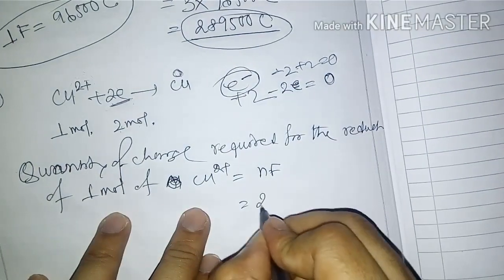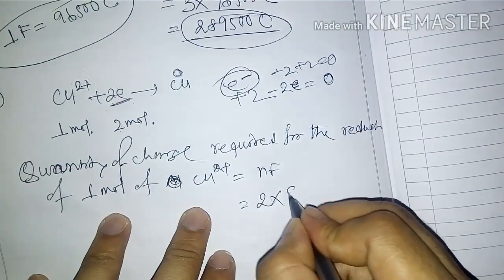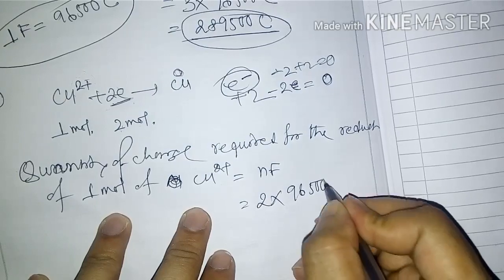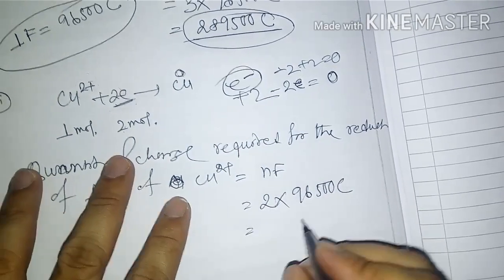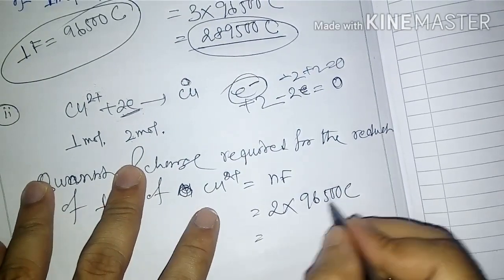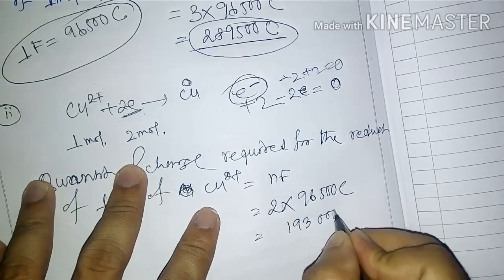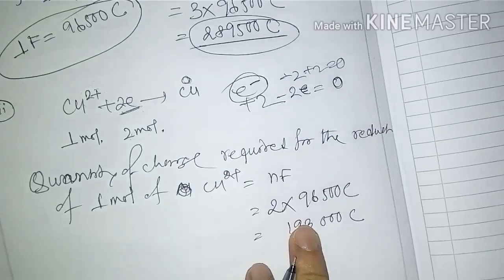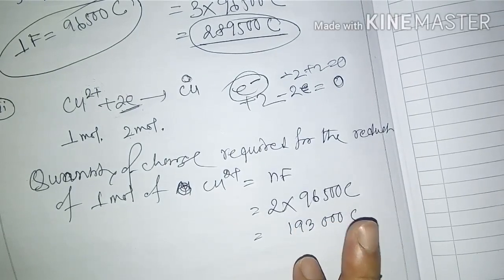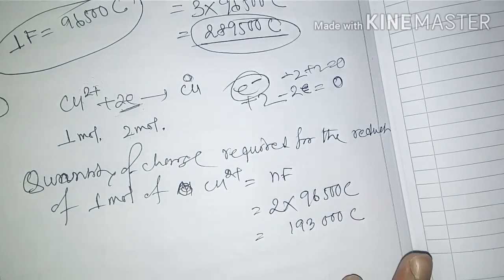Then 2, n below 2, F is Faraday, 96,500 coulomb. After that, what is the answer? You can calculate this answer: 193,000 C. This is point number 2. Now point number 3, this one is very important.